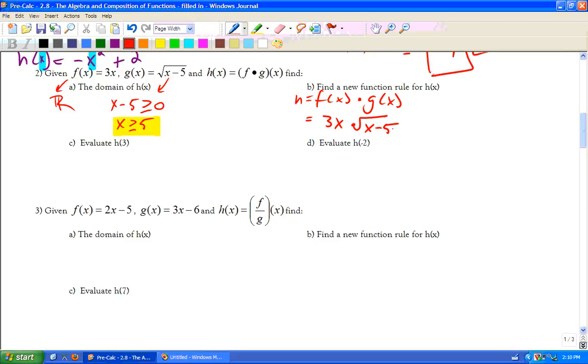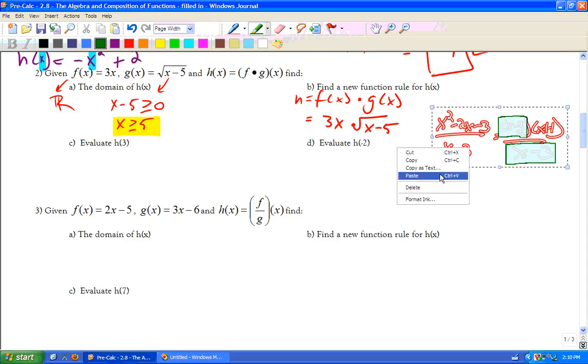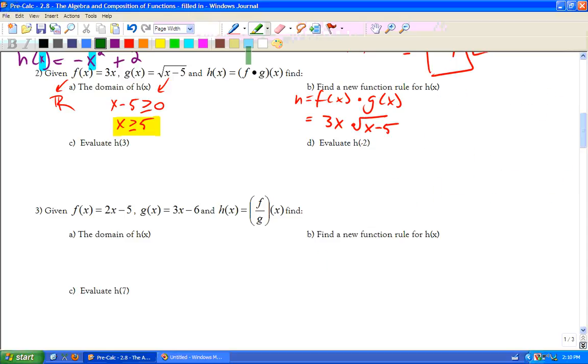For example, if you were to have a quadratic, x squared minus 2x minus 3 all over x minus 3, in that case you'd be able to factor x minus 3 and x plus 1, and that's all divided by x minus 3. These factors would cancel. In this case, though, we're just left with a simple expression, 3x times the square root of x minus 5.